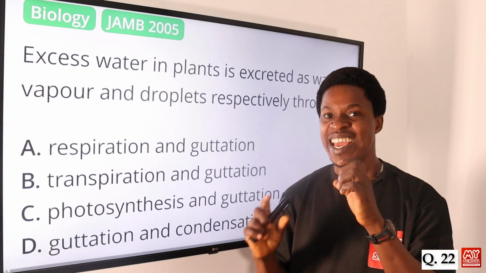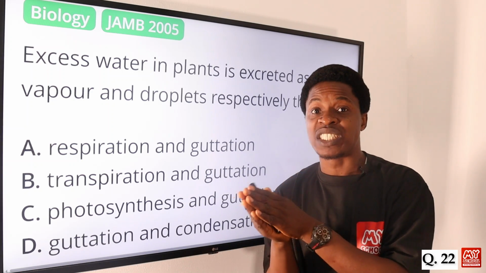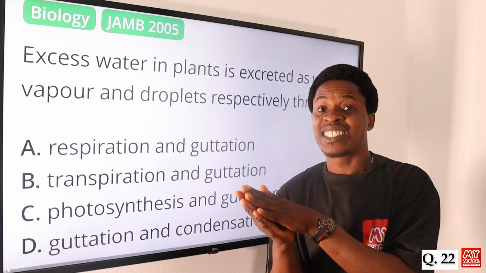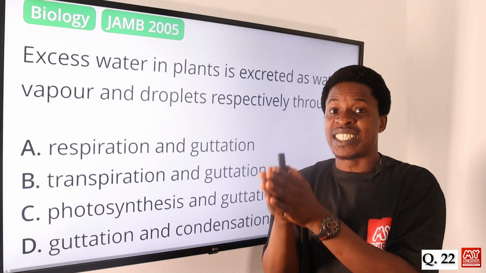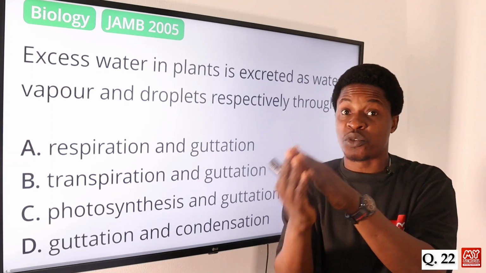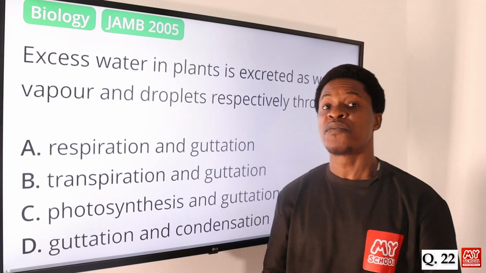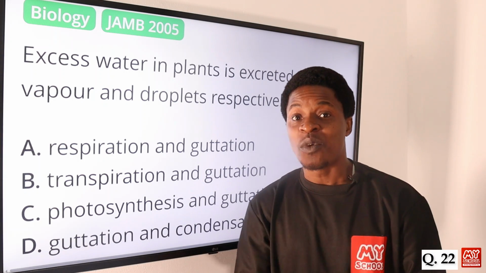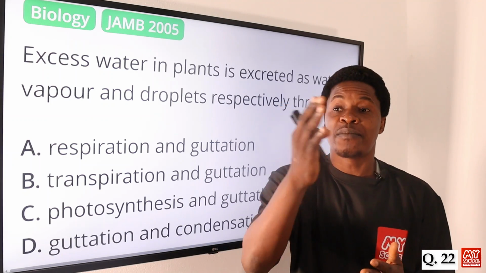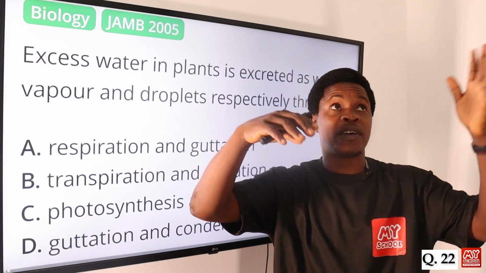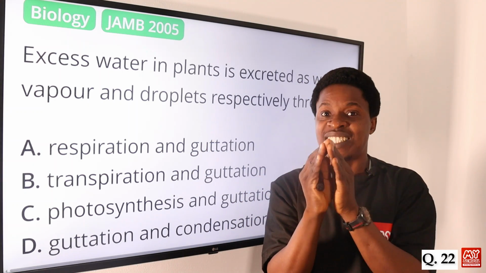If you don't know any of them at all, you should know what transpiration is. Transpiration has to do with the movement and ejection of excess water present in the plant out of the plant, usually through the stomata of the leaf. It comes out in the form of water vapor. So we have so much water moving throughout the plant, from the roots up to the stem and the leaves, so we have excess water.